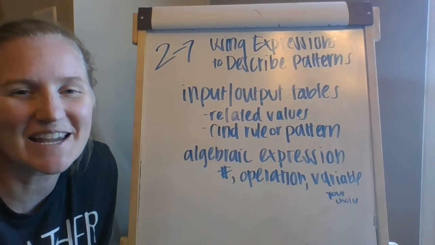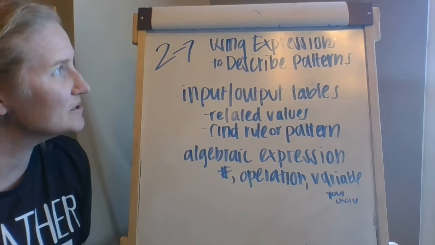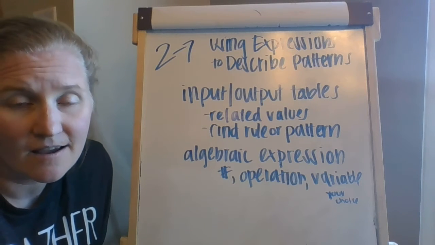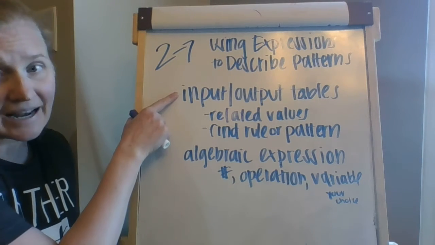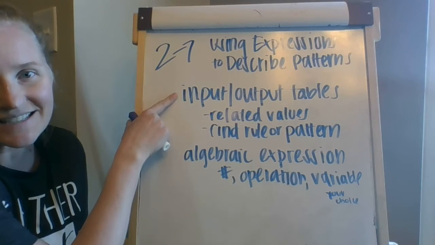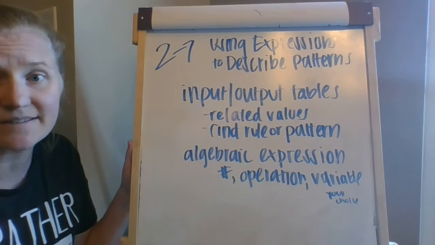Sixth graders, today we're going to be taking a look at 2-7, which is using expressions to describe patterns. For this one, we're going to be using input and output tables. We've seen things kind of like this before. We've been using the t-tables.